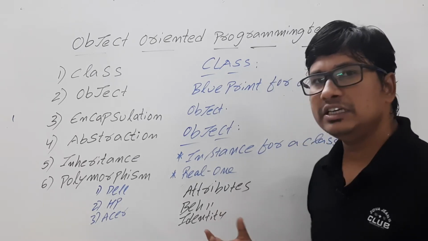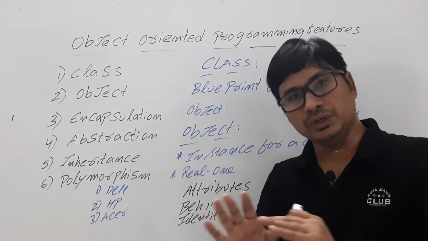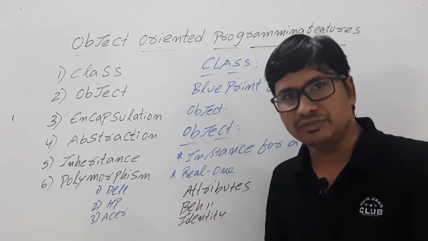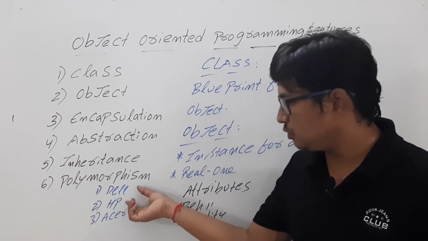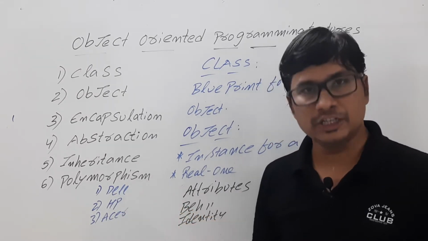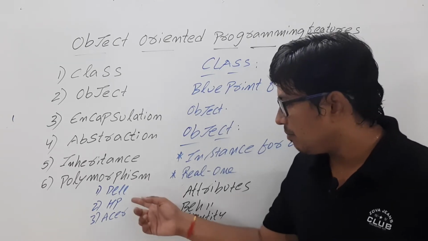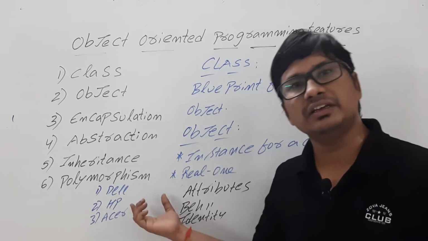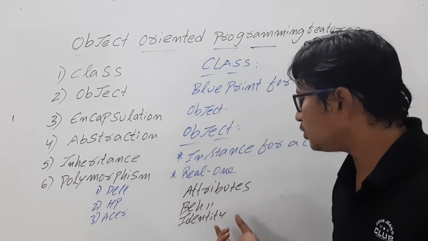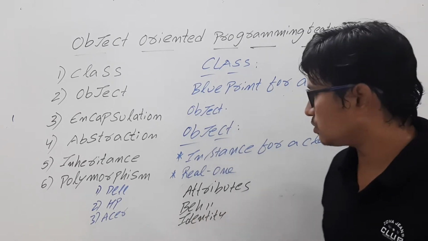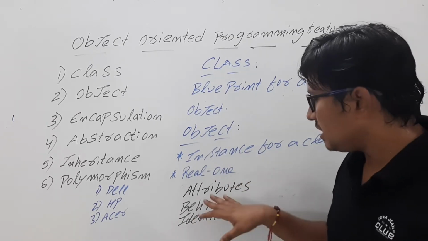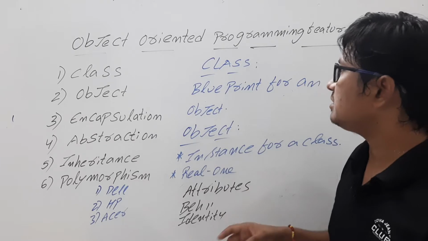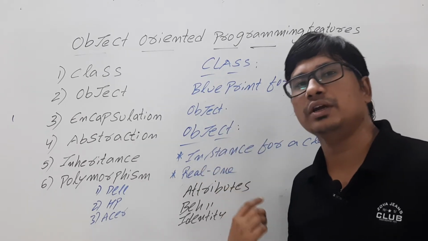And the identity: each object you need to identify uniquely. Am I right? Suppose someone is keeping two laptops, you should identify this is a Dell laptop, this is an HP laptop. How does someone identify? By looking at the company. And similarly, for two Dell laptops, how will someone identify? With the help of the serial number. So an object you need to identify uniquely. Is it clear? So an object is an instance of a class. It has attributes, behavior and identity. Now let me discuss how you can create a class and how you can create an object.